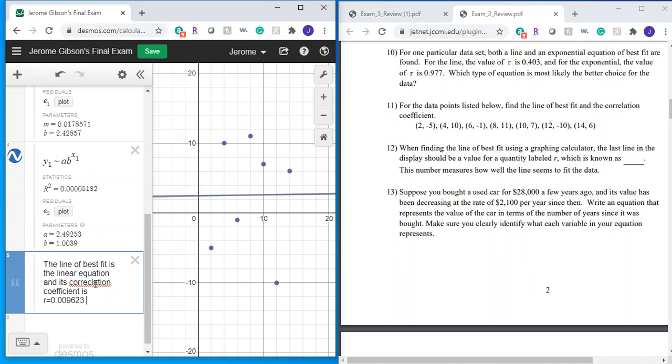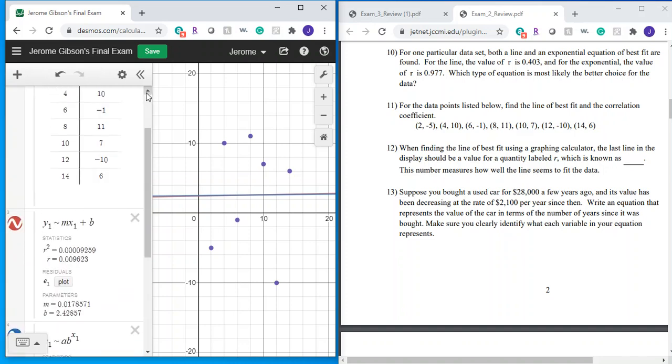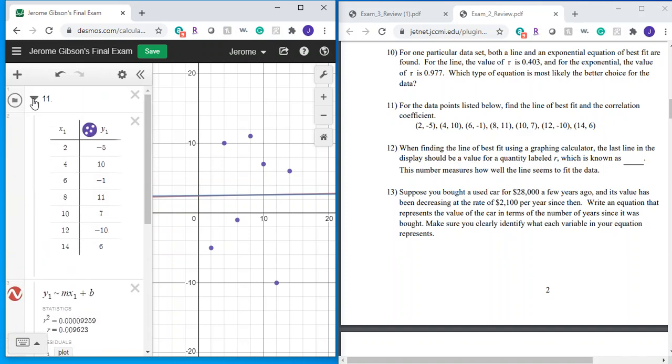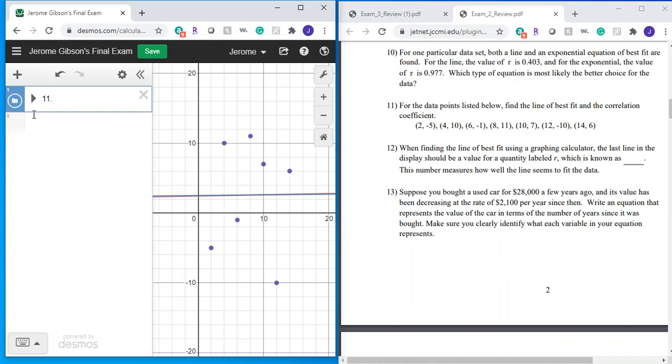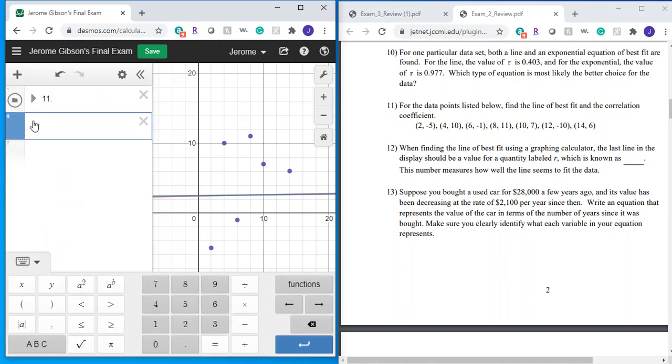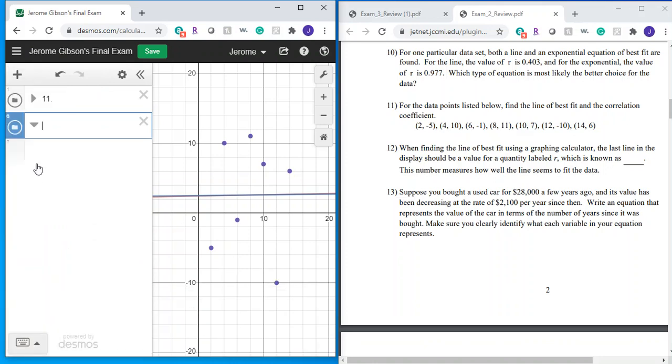Now, if you notice here, I spelled correlation incorrectly. Now, I'm not going to take off for a spelling as long as I can recognize what it is. But this is your final answer. Now, you're done with problem number 11. So you will hit this arrow here. And then when you go down here for your next problem, you will click Add Folder. And then we will go to our next problem.